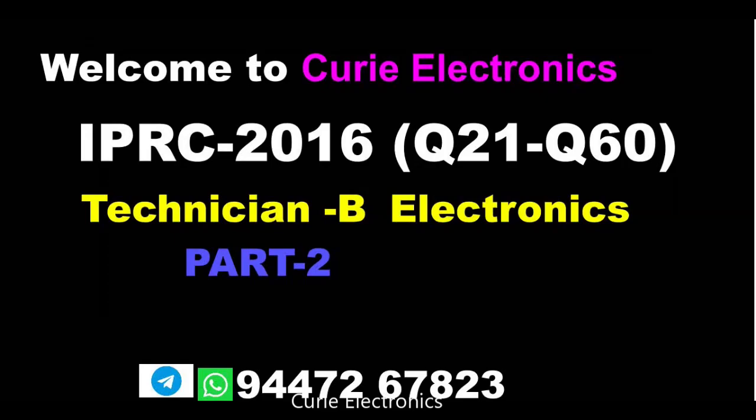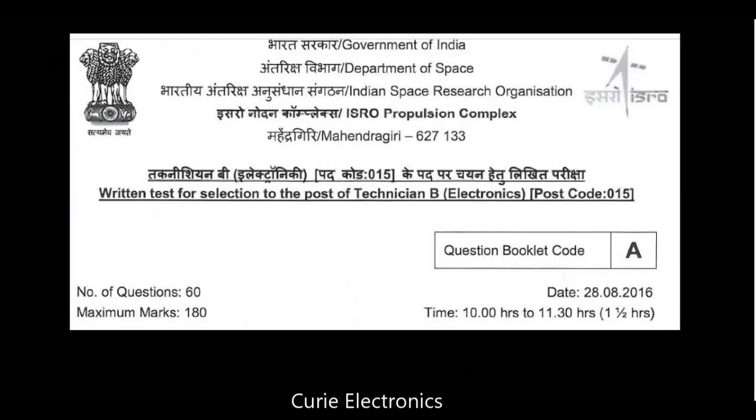Welcome to Curie Electronics. In this video, we are going to solve the ISRO Propulsion Complex 2016 Technician B electronic question paper, remaining questions. That is from question number 21 to 60. So with this second part, we will complete all the questions. In the first part, we have solved the first 20 questions. So let's start.